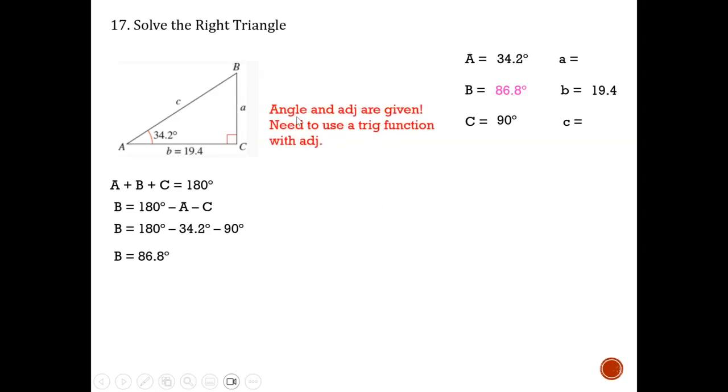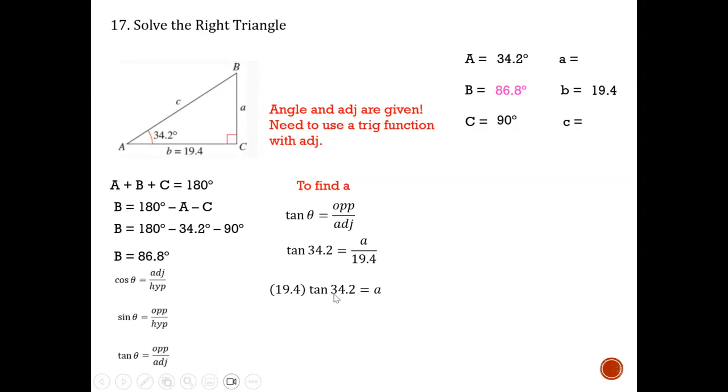Now we have the angle, and we have the adjacent side. That's given. So we need to use a trig function that has adjacent. We can use cosine, or we can use tangent, but not sine, because sine is opposite. So for little a, it's going to be opposite over adjacent, which is the tangent. We multiply both sides by 19.4, so it's going to give us 19.4 times tangent of 34.2 for little a. Make sure that your mode is in degrees. So it will be approximately 13.2.